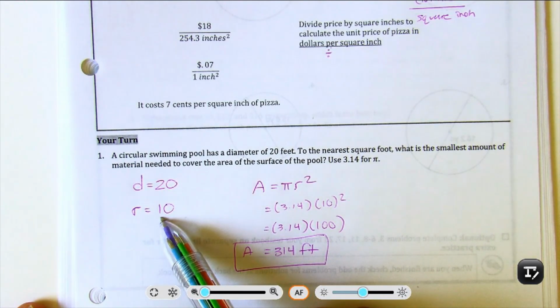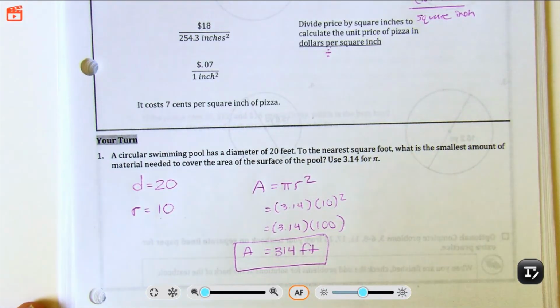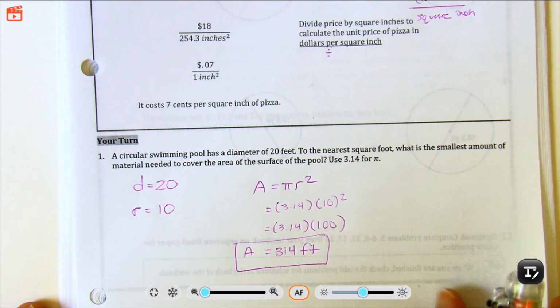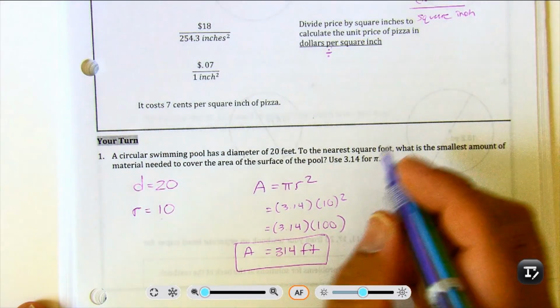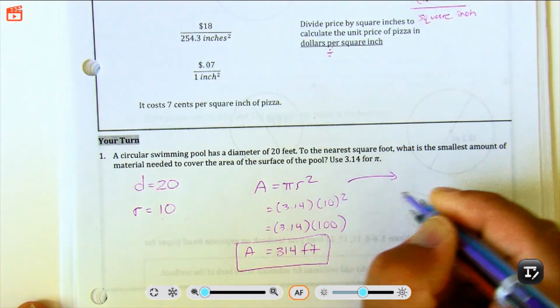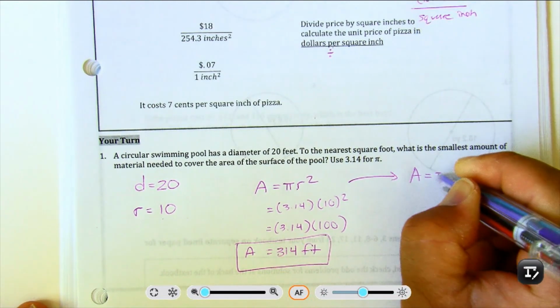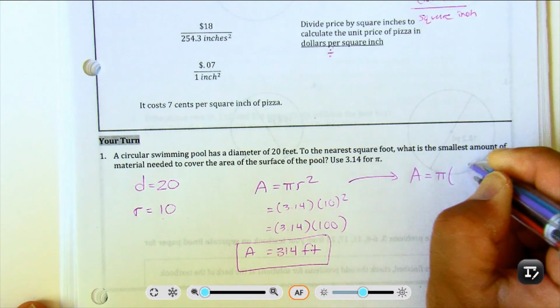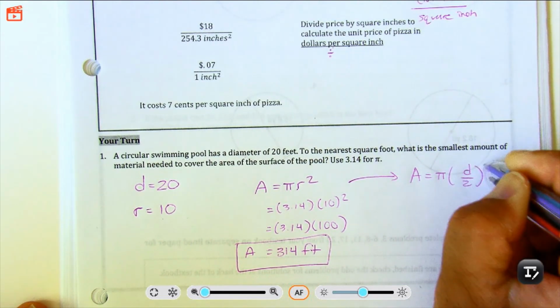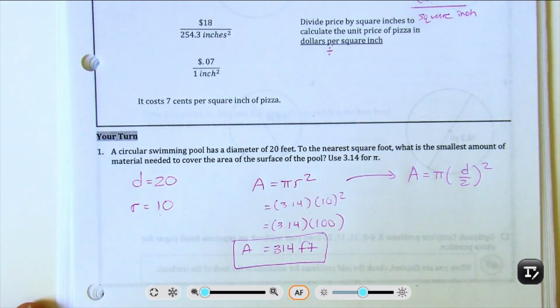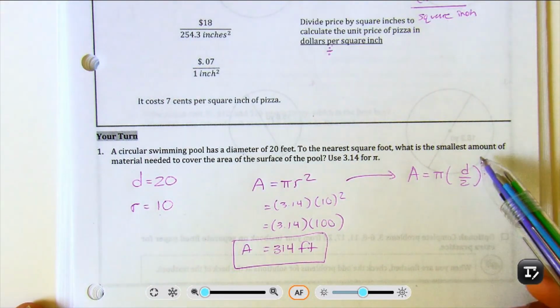I do want to mention that there's an alternative formula for this, and that is the area is equal to pi times half the diameter squared. So you also had this option. If you want to plug in the diameter, you just have to remember to take half and then square it and then multiply by 3.14.